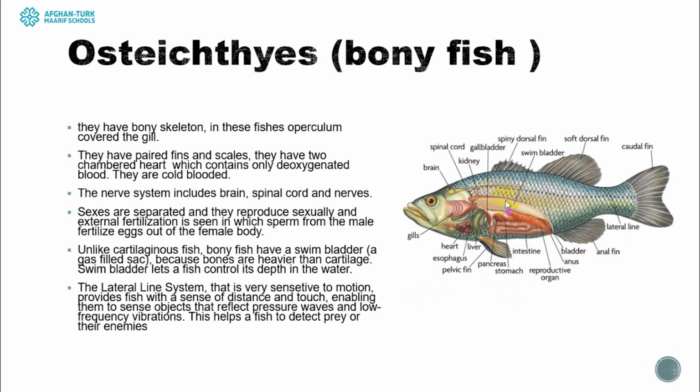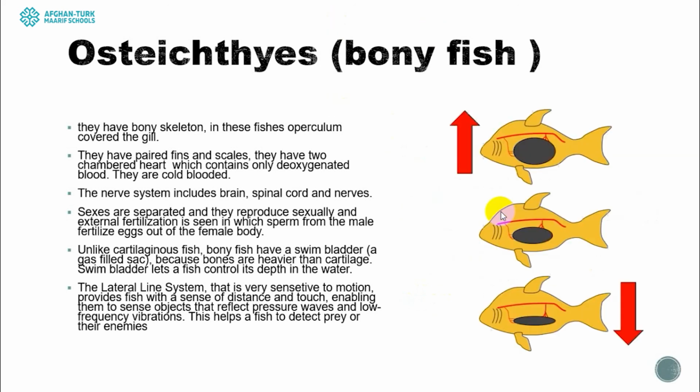Unlike cartilaginous fish, they got air sacs, or swim bladders. This swim bladder, as I told you, is a kind of air sac which controls their depth, by which they can control their depth in water. As bony fish or Osteichthyes are heavier than the cartilaginous fish, as I told you before, they cannot control their weight. That's why they got air sacs. The less air there is in their swim bladder, the deeper they can swim inside the water.